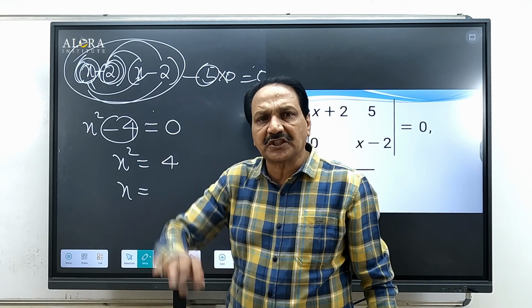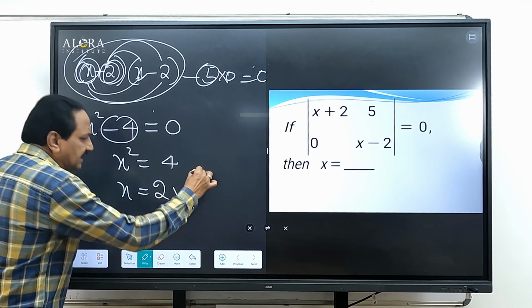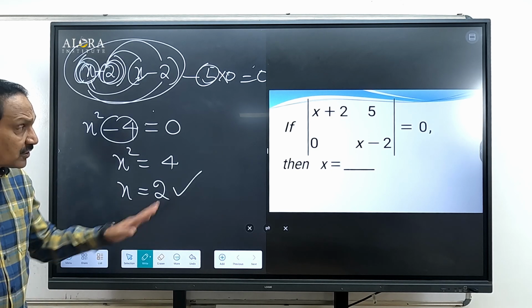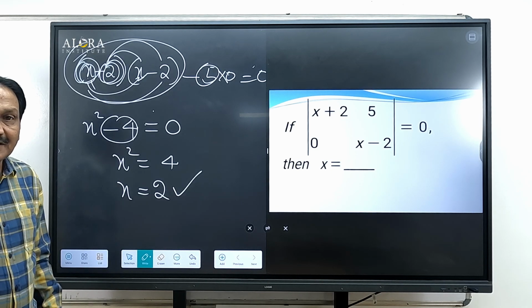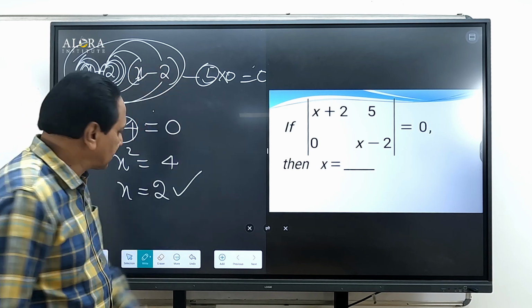Because square root of 4 is 2. Will it be all right? Fine. This is the correct answer. Let's go for the options. This is DCET skill and the technique of selecting the proper answer.